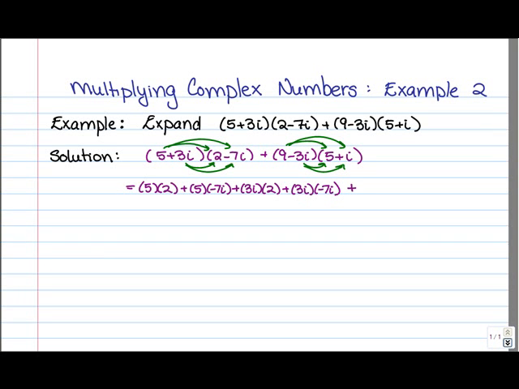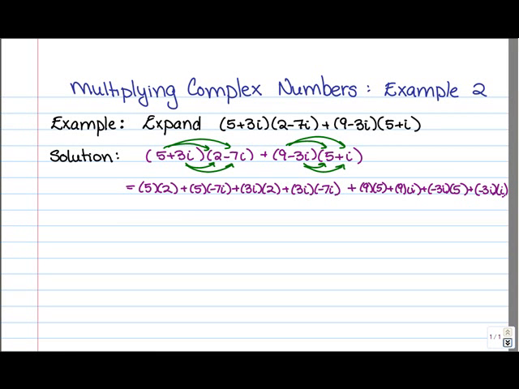Now let's move on to the next two numbers, 9 minus 3i times 5 plus i. We get 9 times 5 from the first terms, we get 9 times i from the outer terms, we get minus 3i times 5 from the inner terms, and we get -3i times i from the last terms. And again, I've done everything as addition, although you can think of it as subtraction. You could do -3i times i. I've treated it as plus -3i times i. It's the exact same thing.